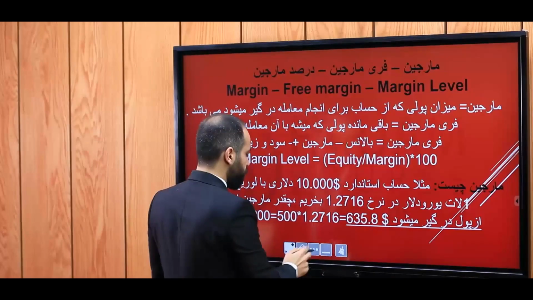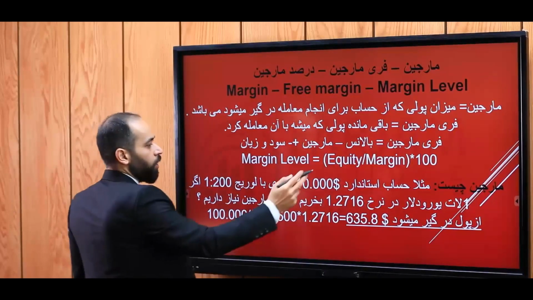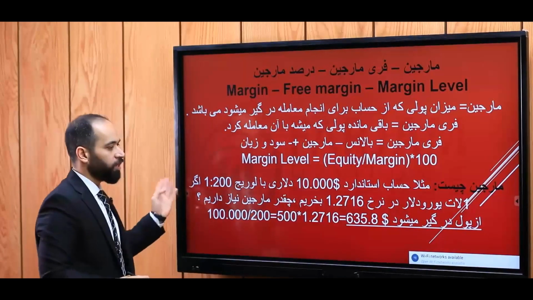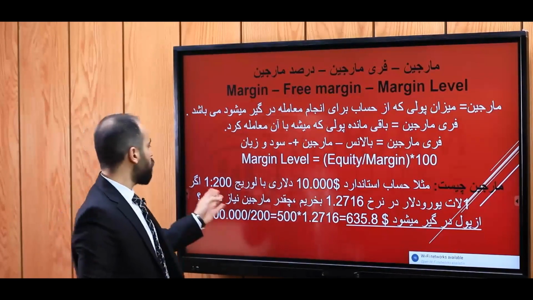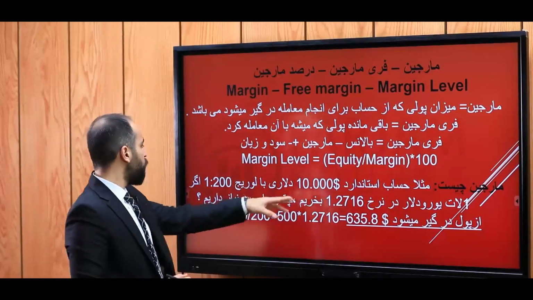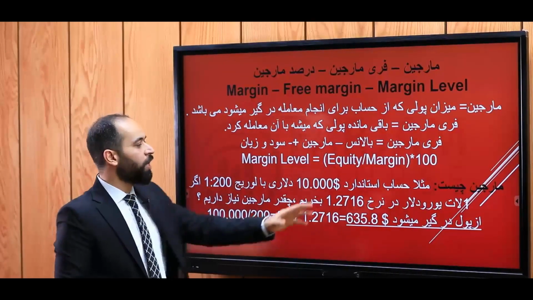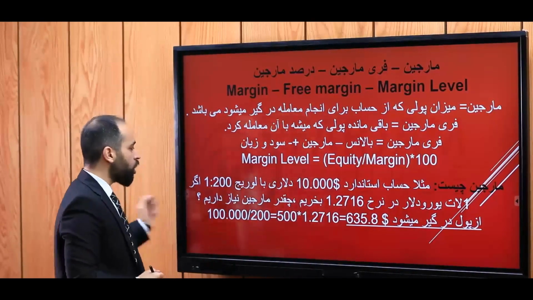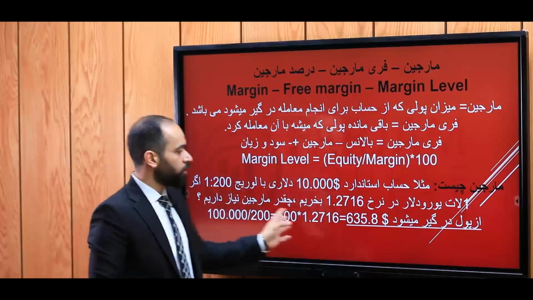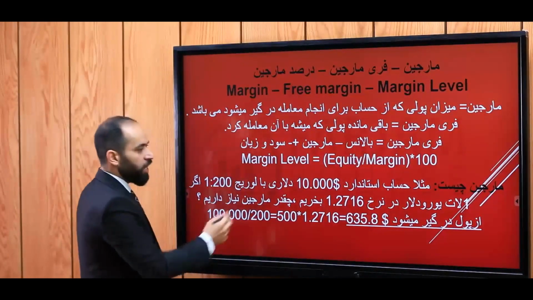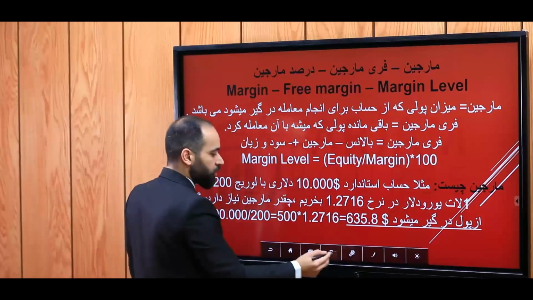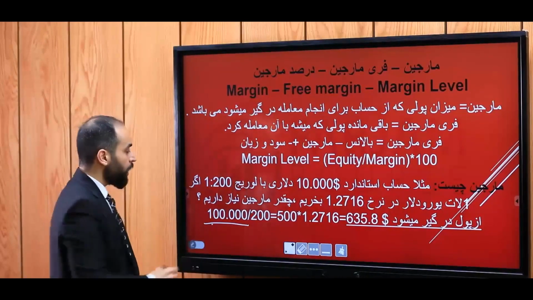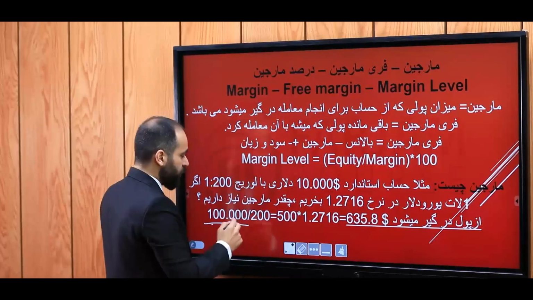Let's look at margin together. For example, in a standard account with $10,000 and a leverage of 1 to 200, we've brought an example here for you. In our account, we deposited $10,000 and chose a leverage of 1 to 200. We want to buy one lot of XAUUSD at the rate of 1.2716. How much margin do we need? Let's pay attention to this example. What does one lot mean? It means $100,000. The amount of money, the volume that will enter this trade, right? What does a leverage of 1 to 200 mean?